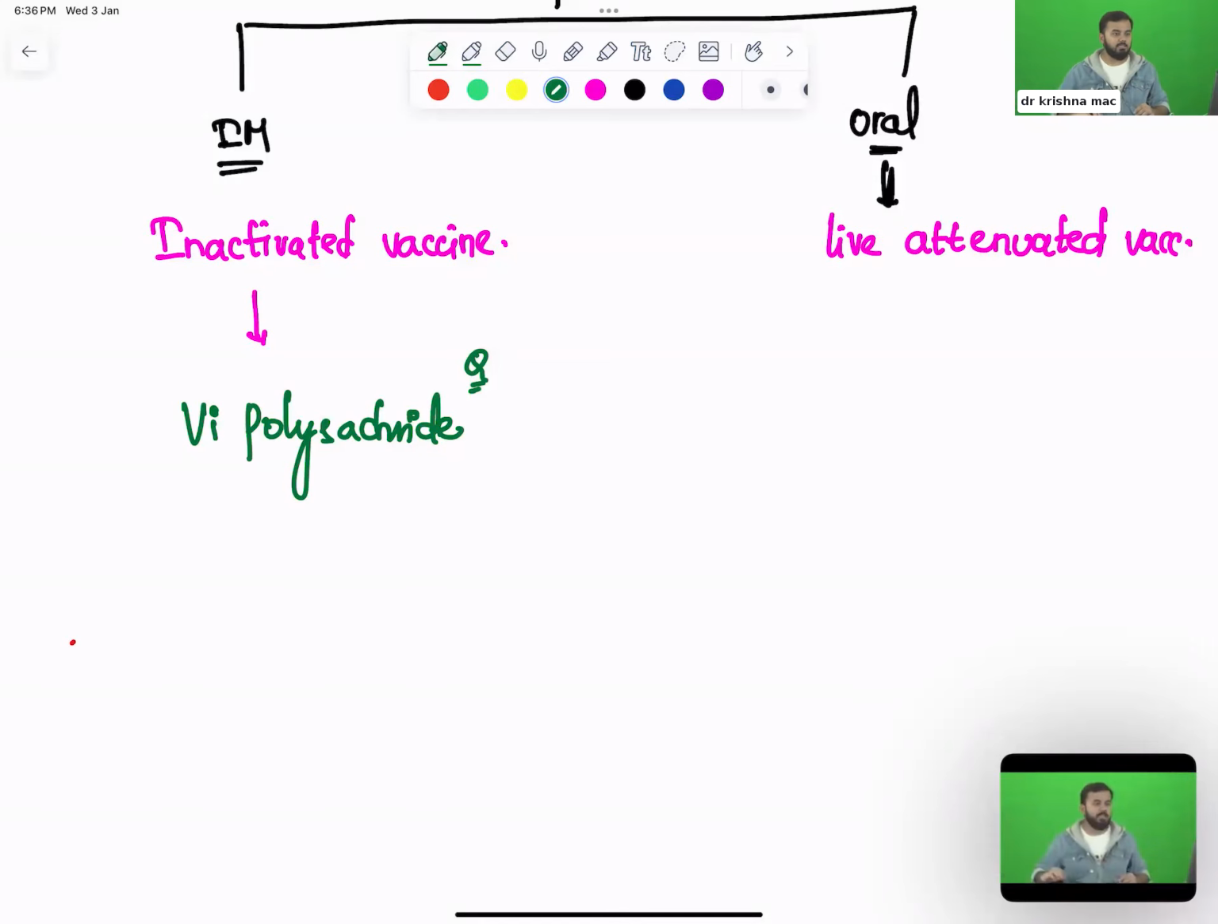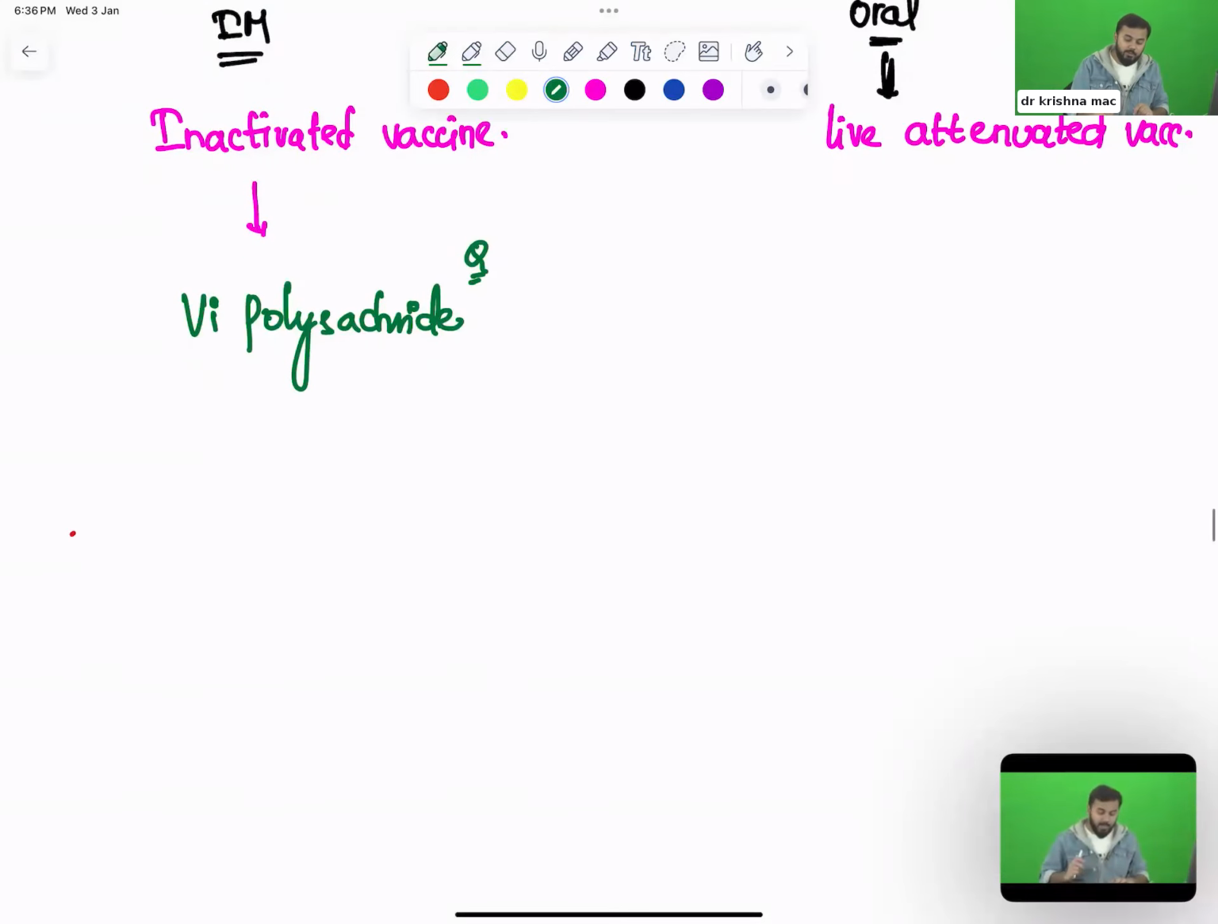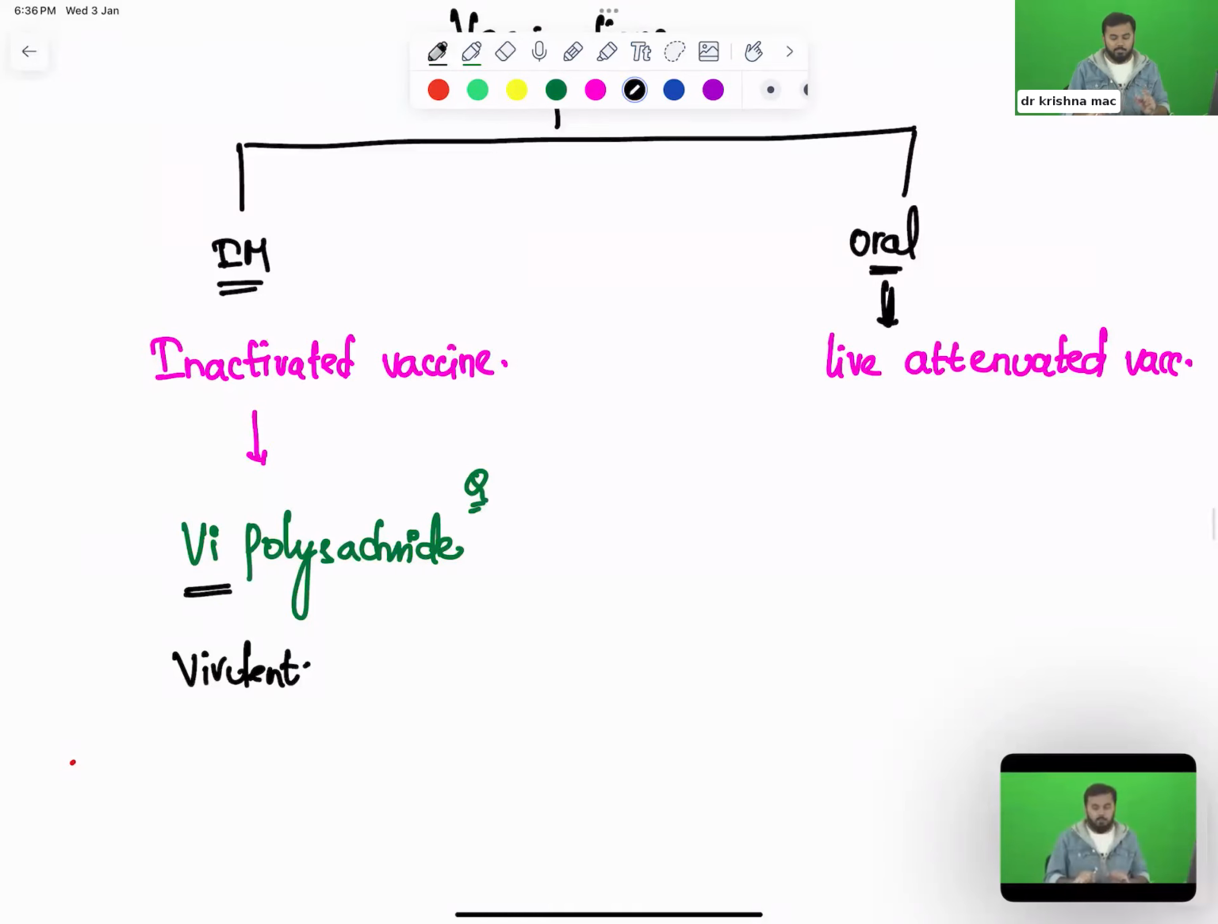What is VI, guys? VI in the sense virulent, not sixth. It is the virulent polysaccharide vaccine. Very simple. Two vaccines are there. One is given intramuscularly, one is given orally. Orally is live attenuated, intramuscularly is inactivated vaccine. That is all you need to know.